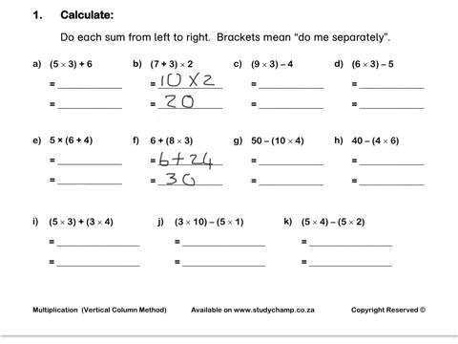Lastly, let's do H together. We have 40 minus the bracket. So we write down 40 minus first. 4 times 6 is 24. And 40 minus 24 is 16. Press pause to complete the rest of this page by yourself. When you are done, use the memo to mark your answers.